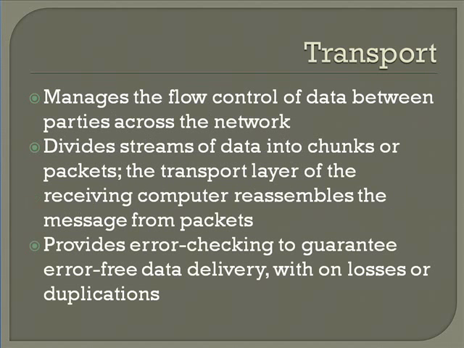The next layer is the transport layer. The transport layer manages the flow control of data between parties across the network. It divides streams of data into chunks or packets. The transport layer of the receiving computer reassembles the messages from the packets, and it provides error checking to guarantee error-free data delivery without losses or duplication.